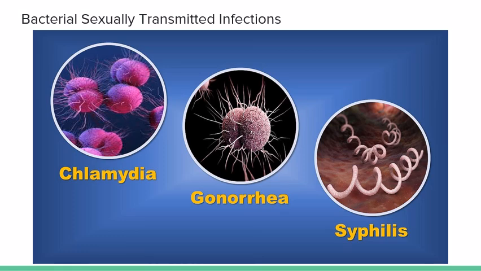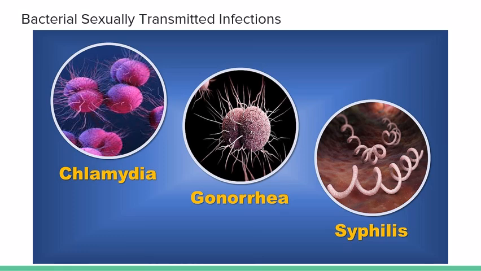Bacterial sexually transmitted infections are caused by bacteria and can often be treated with antibiotics. The three most common bacterial STIs are chlamydia, gonorrhea, and syphilis. Chlamydia is the most prevalent bacterial STI, with millions of new cases reported annually. Many people with chlamydia do not show symptoms, which makes early detection through testing crucial. If untreated, it can lead to infertility and pelvic inflammatory disease.